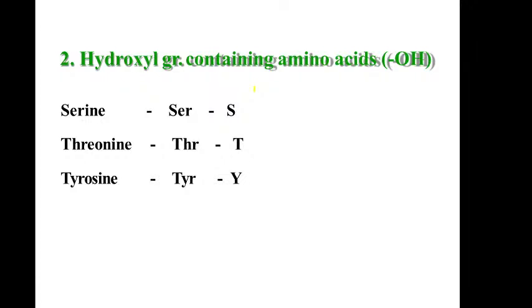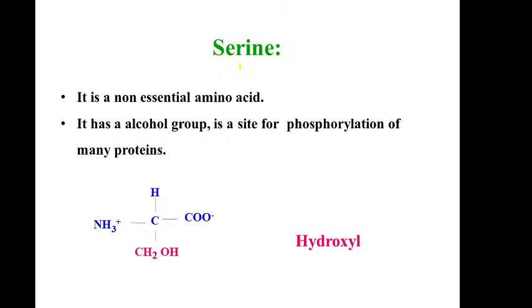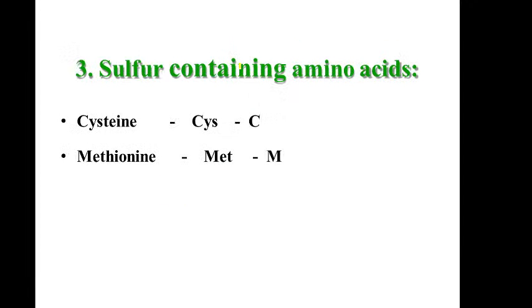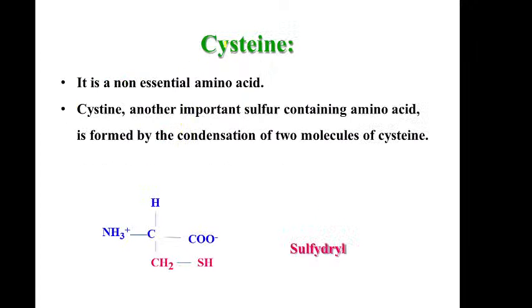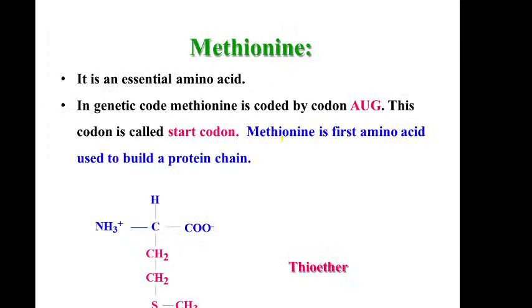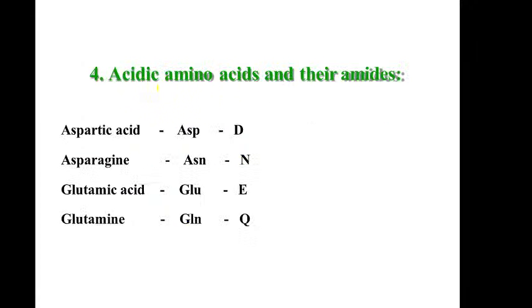Hydroxyl group containing amino acids, serine, threonine. Sulfur containing amino acids, which are cysteine and methionine. Cysteine is a non-essential amino acid. Cystine, another important sulfur containing amino acid, is formed by the condensation of two molecules of cysteine. Then we have methionine, then we have some amino acids with acidic charge.